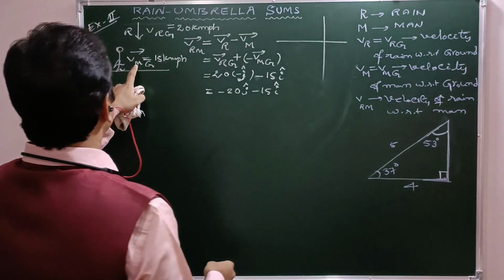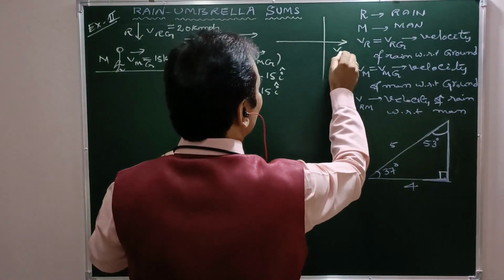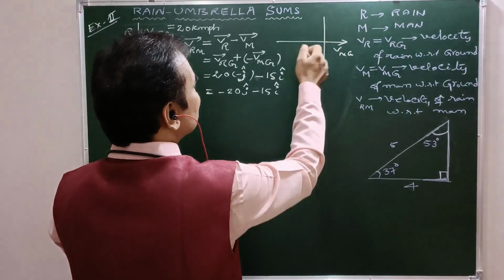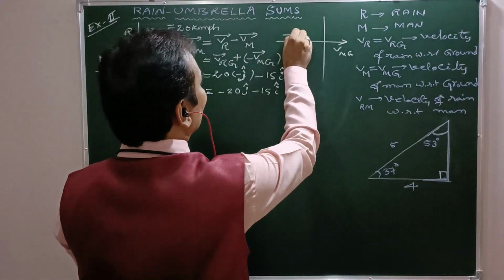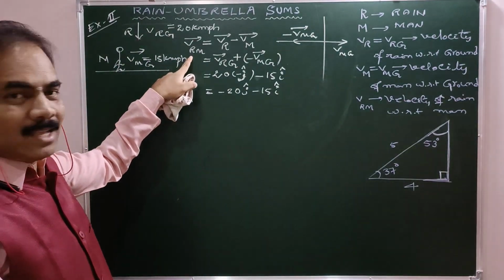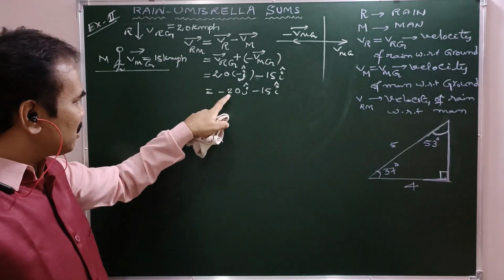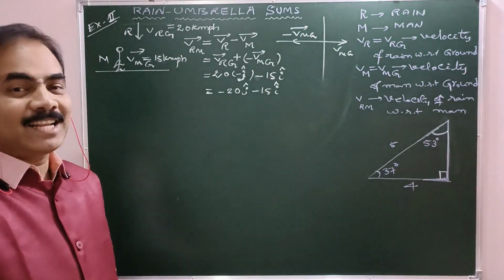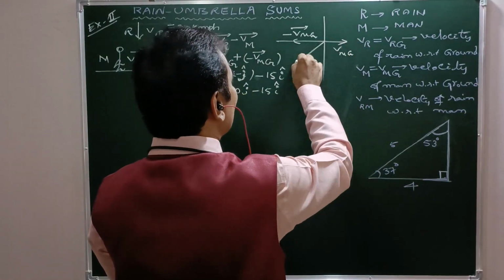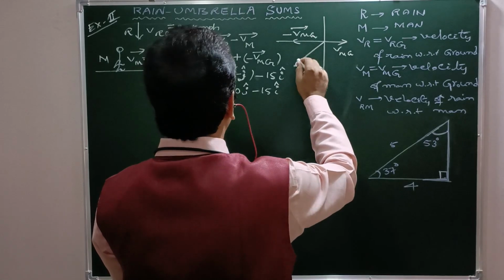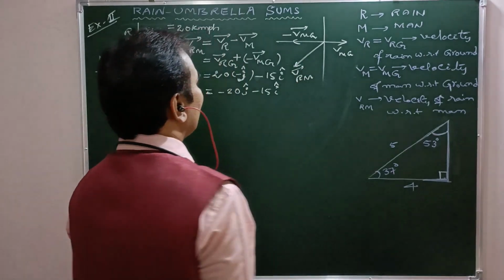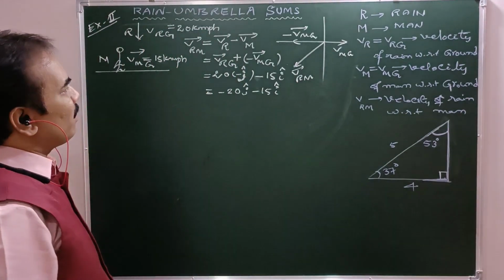Okay. Now what is the direction of VMG? This is VMG. Now what is minus VMG? Simply make it reverse VMG. That is minus VMG bar. Alright. Now what is the direction of VRM? Minus 20j minus 15i means definitely that is third quadrant. So this is the third quadrant, first to second to third. This is VRM bar.